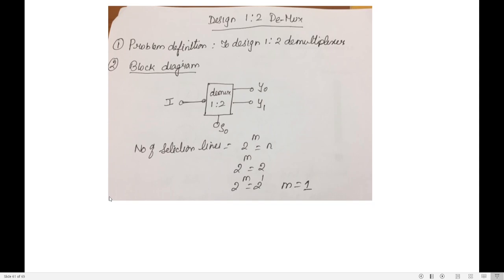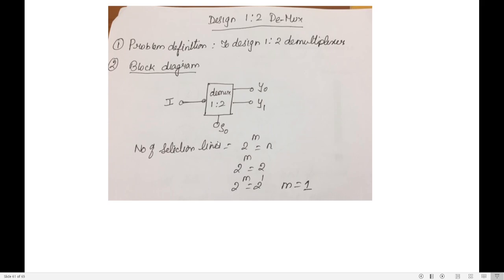Let us start with the first demultiplexer, the 1:2 demultiplexer. To design a 1:2 demultiplexer, the first step is to write the problem definition: design a 1:2 demultiplexer, which has one input and two outputs. This is the block diagram for the demultiplexer, which has one input and two outputs. Input is represented by I, outputs are represented by Y0 and Y1.